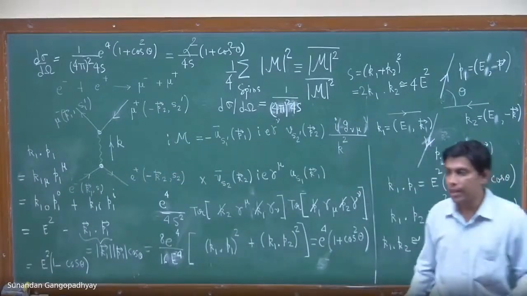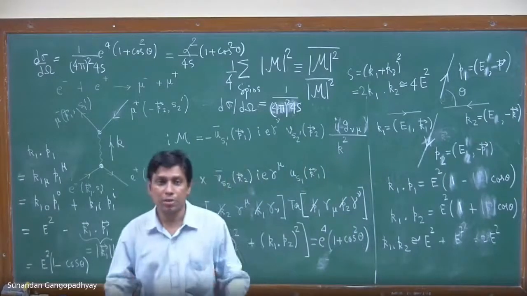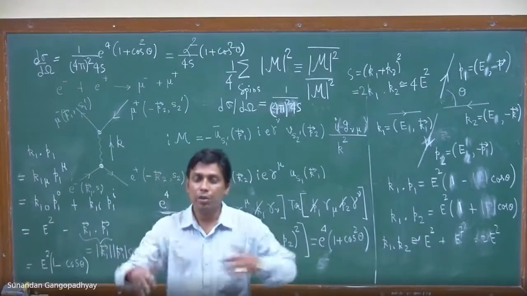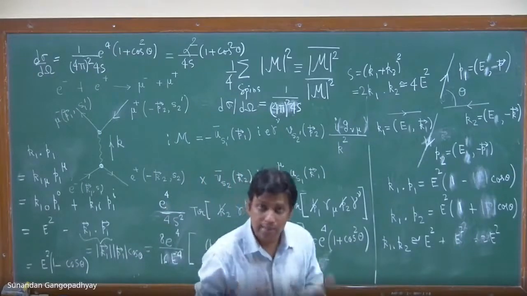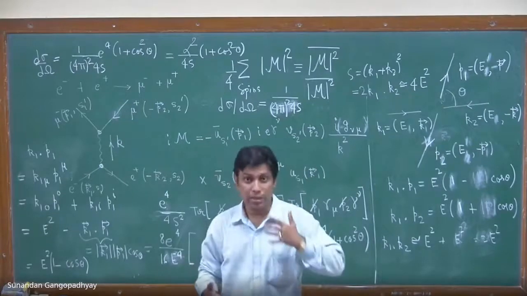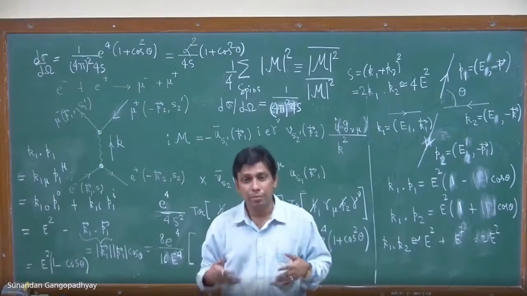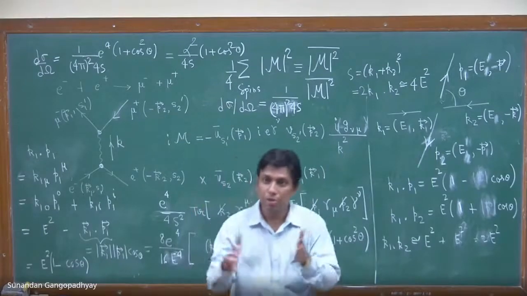Now there are other scattering processes also. For example, you have the famous electron-electron scattering, so two electrons scattering to two electrons. This is once again an example of an elastic scattering because the initial particles and the final particles are the same. Then you have the Bhabha scattering, which is basically the scattering of electron-positron to electron-positron.